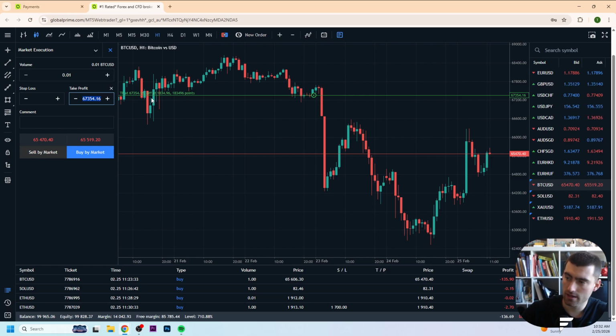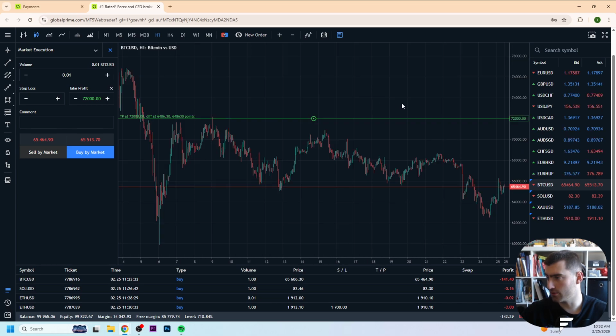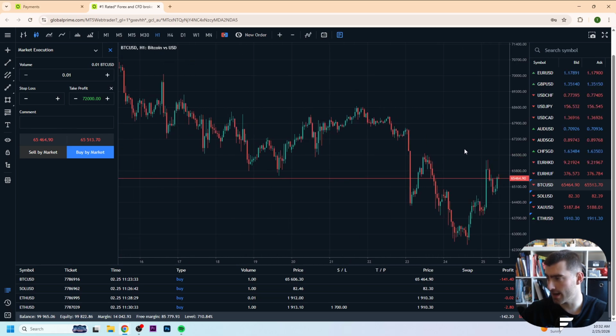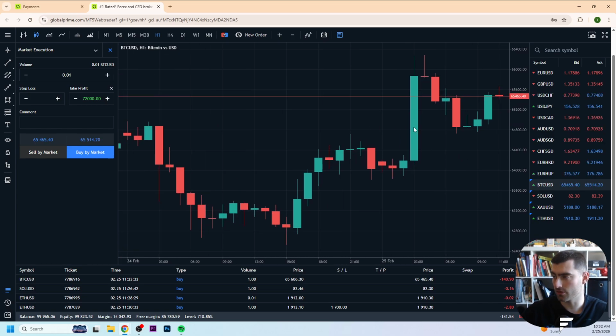So let's say we need to take the profit at 72K. And then if we zoom out, you will see right here that the line is a little bit higher. But this is how you can set up your take profit.